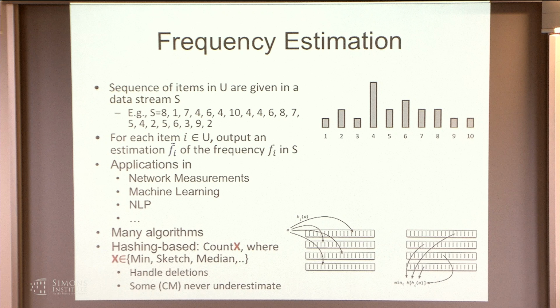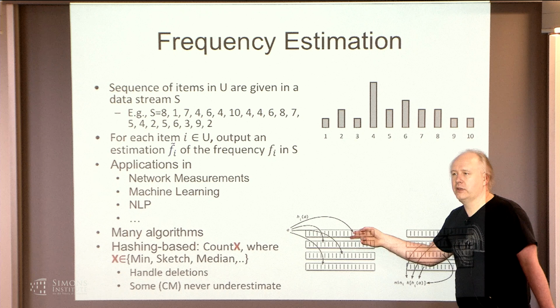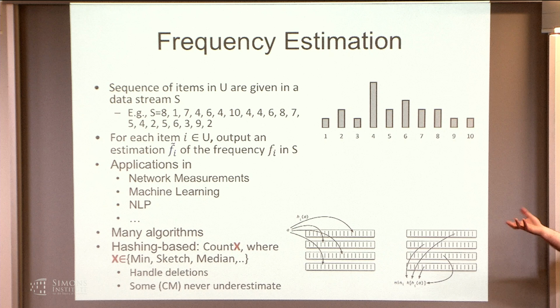There are various advantages of these algorithms. Perhaps the chief ones are that they handle deletions, because you can increment, but you can also decrement. Also, some algorithms like count-min never underestimate. They can overestimate, but they don't underestimate, which is useful in some situations. So this is the class of algorithms that we'll focus on, and we'll try to improve their performance by using machine learning.